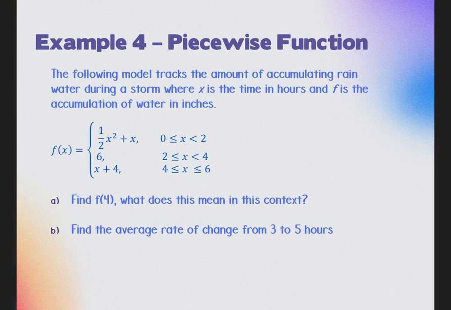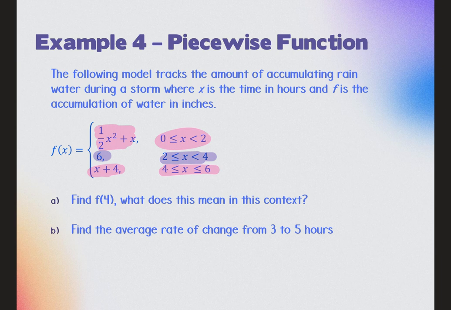Next in the notes is bringing back your piecewise function, but in a real world scenario. So it says the following model tracks the amount of accumulated rain during a storm where X is the time in hours and F is the accumulation of water in inches. So according to this, between hours 0 and 2, it's accumulating at a rate of 1/2 X squared plus X. In between hours 2 and 4, it's consistent at 6 inches. And from 4 to 6, it's accumulating at a rate of X plus 4. So A says, find F of 4, and what does it mean in this context?